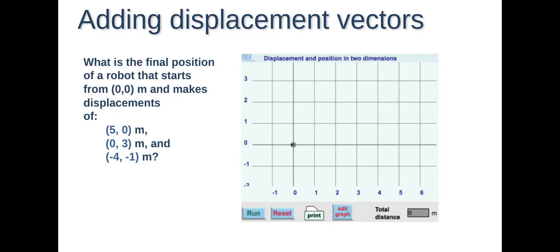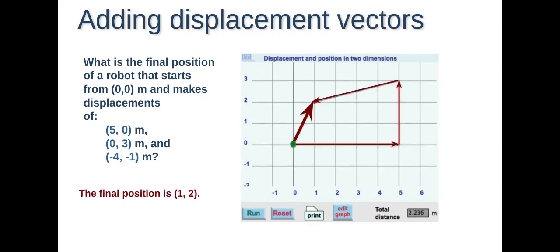Adding displacement vectors. What is the final position of a robot that starts from 0, 0 meters and makes displacements of 5, 0, 0, 3, and -4, -1? So there's two ways to do this. The first thing you can do is draw a picture and figure out where you're going to end up. You're over 5, you stay on the 0, and you go up 3, and you go back -4 and down -1.